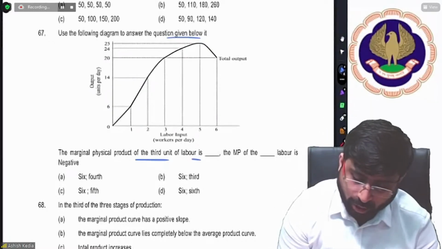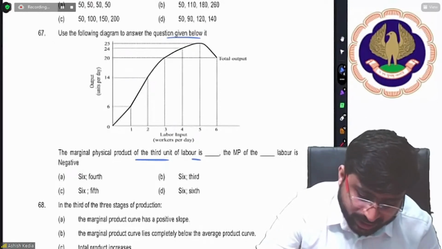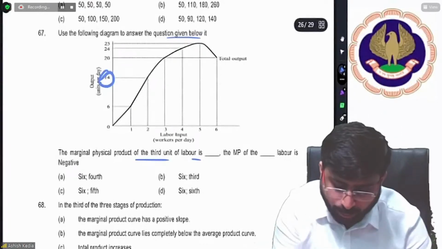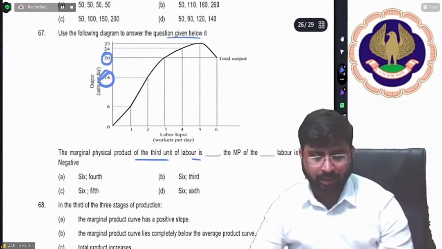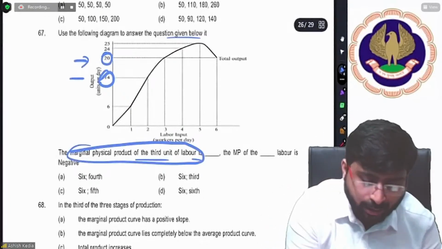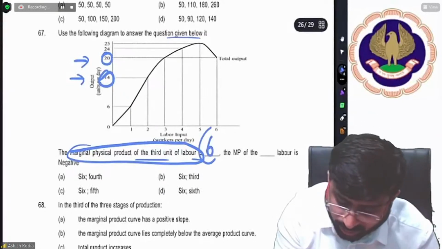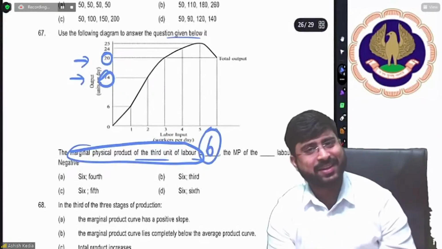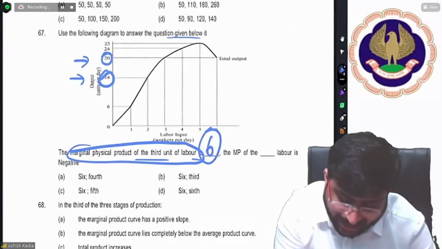See, total product of 2 units is how much? 14. And total product of 3 units is how much? 20. They're asking MP for third unit. So TP is 20 minus 14, 6. So the first question answer is 6. Okay. Now MP of dash labor is negative.